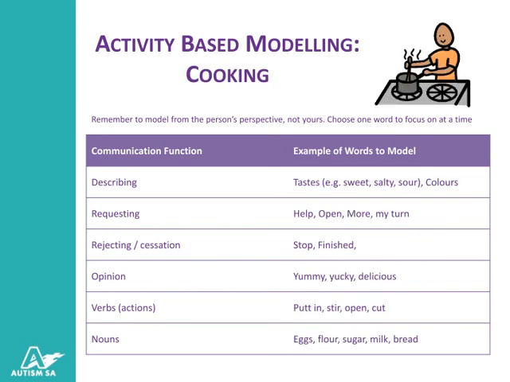Another activity-based modelling could be during a cooking activity, again, modelling some of those different communication functions. Consider Anna's earlier point regarding the level that you would model at. So depending on that person's current expressive output, you are modelling just above their level. So we could turn an activity-based modelling activity such as cooking into a more conversational, phrase-based interaction that still focuses on the different communication functions, if that's at the point that person is at.